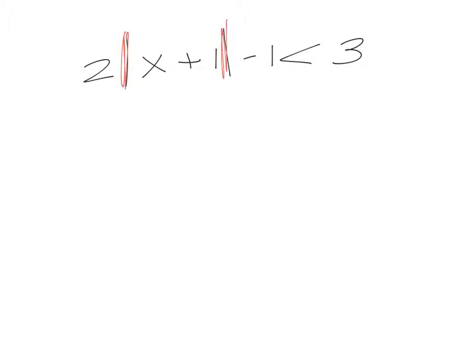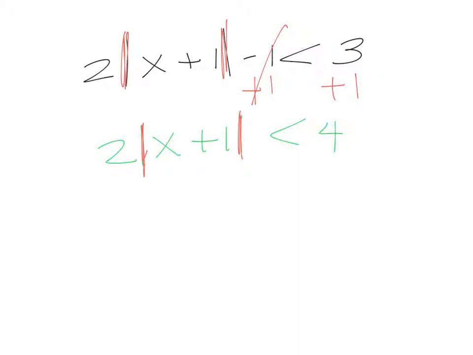How about this one? 2 times the absolute value of x plus 1, minus 1, is less than 3. First thing you would do is make sure your absolute value is alone. Our absolute value is not alone, so we would have to undo the minus 1 with a plus 1 to both sides. 2 times the absolute value of x plus 1 is less than 4. Our absolute value is still not alone because of the 2, so we will have to divide both sides by 2. The absolute value of x plus 1 is smaller than 2.